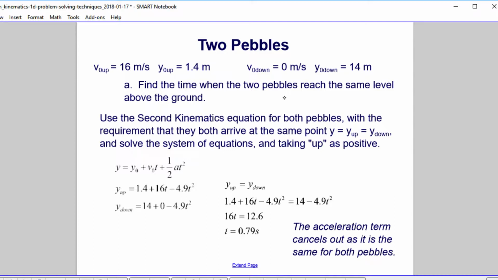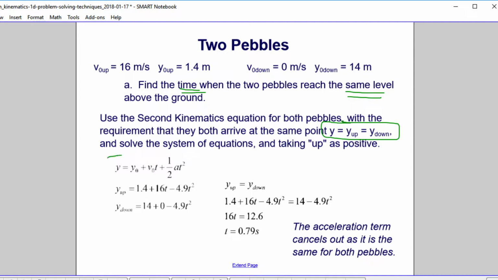So what are we looking for here? We're looking for a position, and we're also looking for a time. That leads us to the second kinematics equation. So we're going to solve it for each pebble and then put a requirement on it. They have to land at the same point right here. So we'll call that point Y, where Y up is the pebble that we're throwing up, and Y down is the pebble that's just being dropped. We will get two equations, a system of equations, and then we'll solve them, and we'll take up as positive.